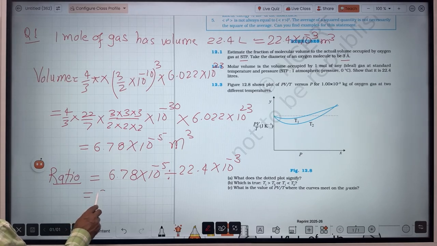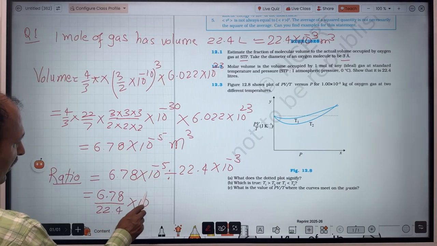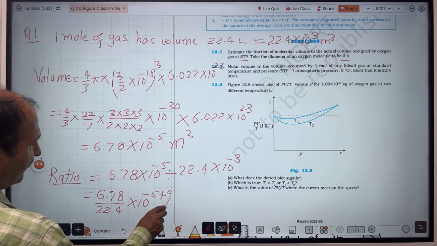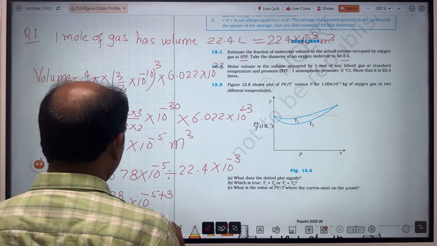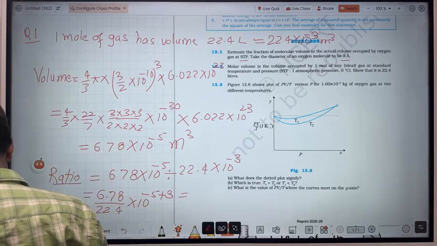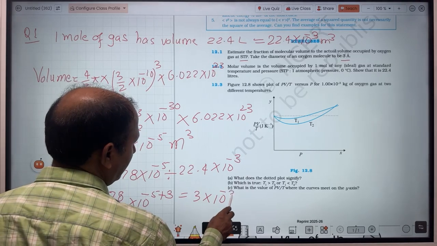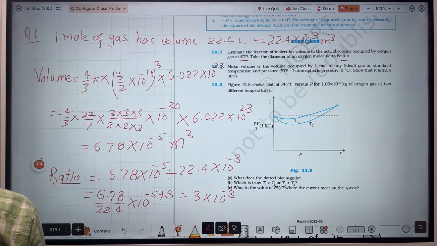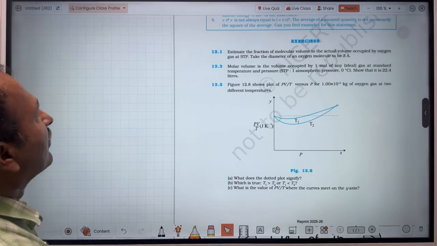We can simplify. So 6.78 divided by 22.4 into 10 to the power minus 5 plus 3. Right? We can further simplify, and this is around 3 times when you remove decimal. So this will be 3 into 10 to the power minus 3. I think that is clear. Now let's see the next question.